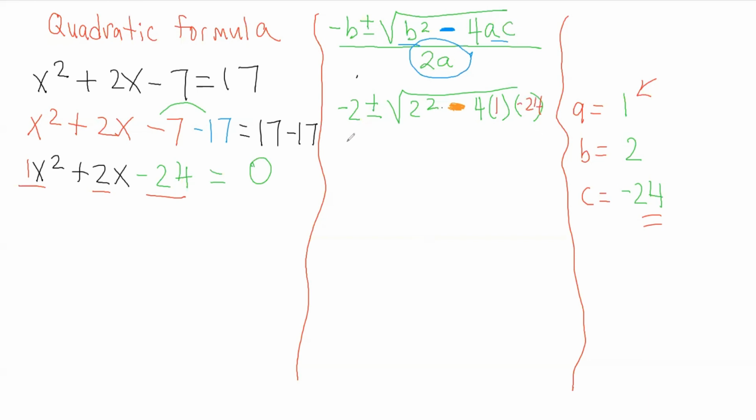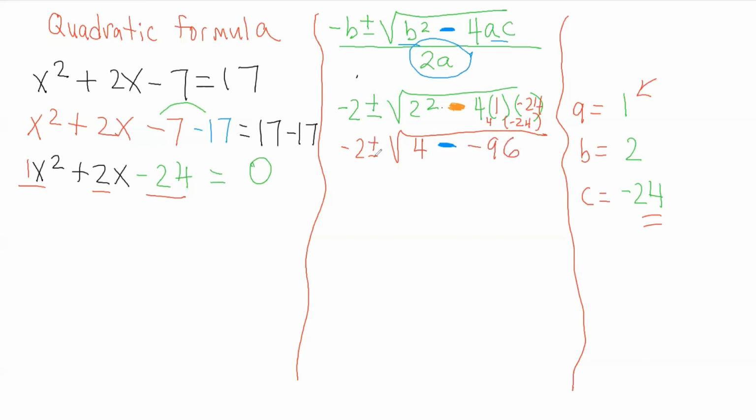Okay, now at this point, we keep our problem moving: negative 2 plus or minus the square root of 2 squared, we know that's going to be 4. And then remember, we're going to put the minus there. We're going to make it a different color so we know that's a separate entity. And then we keep writing the rest of the problem. We have 4 times 1, we know it's 4. And then 4 times negative 24 is actually 96. So that's going to be negative 96.